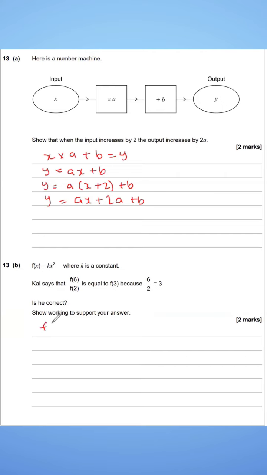So according to this, f(x) is equal to kx squared. f(6) divided by f(2) would be k times 6 squared over k times 2 squared. This k would simplify out, so from the numerator and the denominator, 6 squared is 36, 2 squared is 4, which simplifies to 9. But he's getting the answer of 3, so that shows that no, he is not correct.